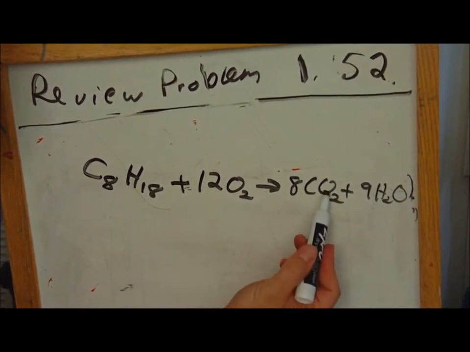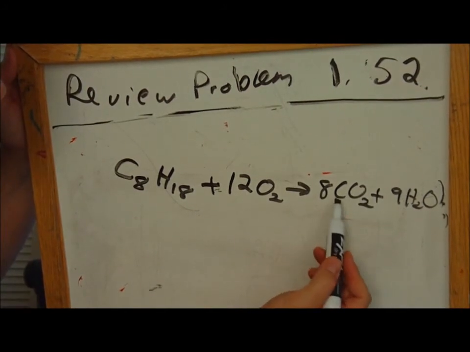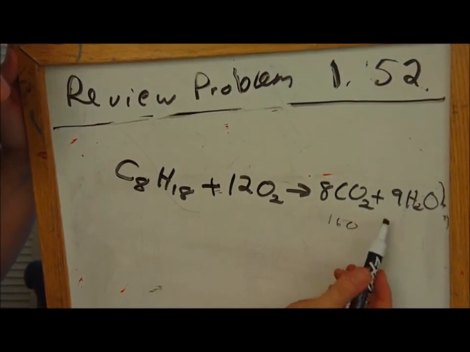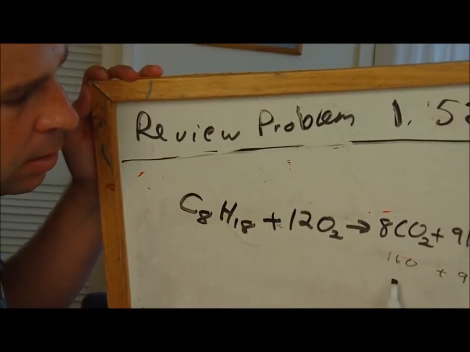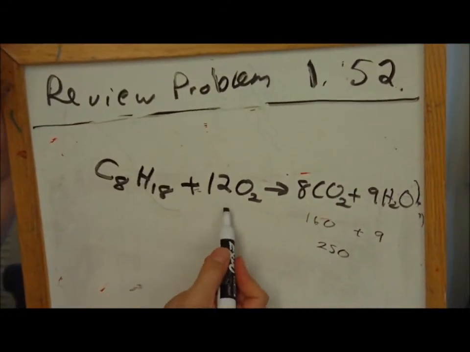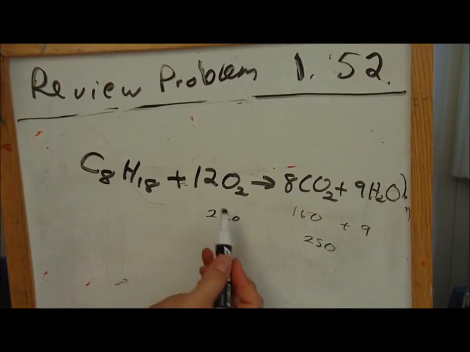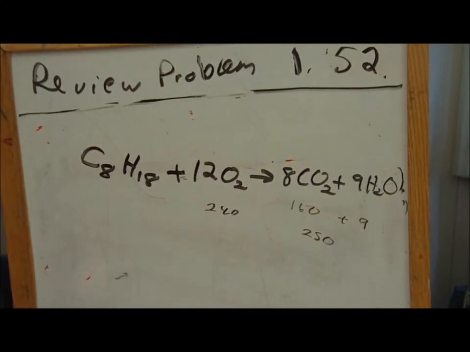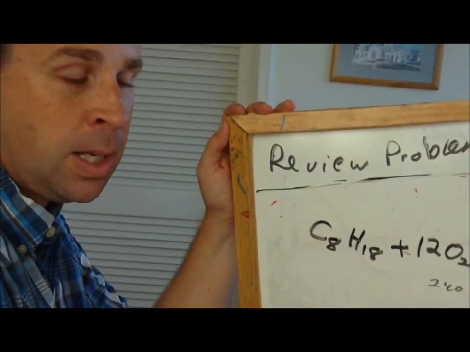8 times, so this is oxygen, there's 2 of them, but we have 8 of those carbon dioxides. That's a total of 16 oxygens here. And this is plus 9 oxygens there. So 16 plus 9, that's 25 oxygens. And on the left here we have 12 times 2, which is 24 oxygens. So everything's balanced except for the oxygen. And that's a pain in the neck, right?